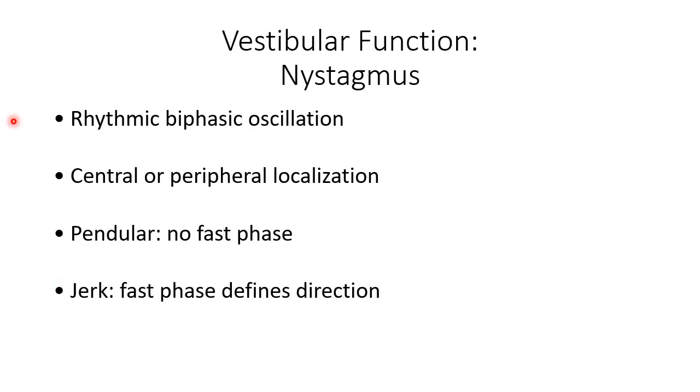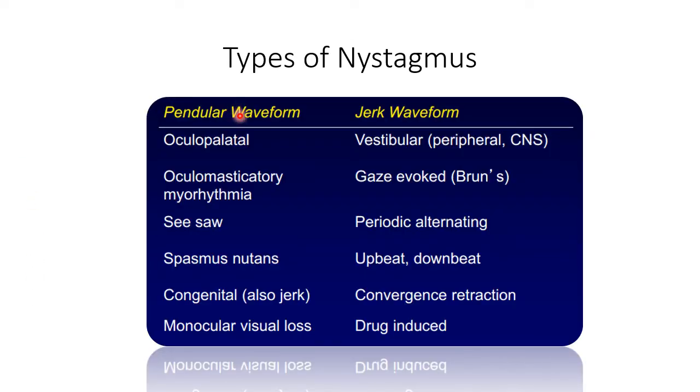So let's finish with nystagmus and nystagmoid eye movements. So nystagmus is a rhythmic oscillation of the eyes. It can have a central or peripheral localization pattern. Pendular nystagmus has no fast phase, whereas jerk nystagmus has a fast phase and then it's followed by a slow phase. So the fast phase defines the direction of the nystagmus when we name the nystagmus. So there are two types of nystagmus, and it's probably best to think of all types of nystagmus within these two categories. You get pendular nystagmus and jerk nystagmus.